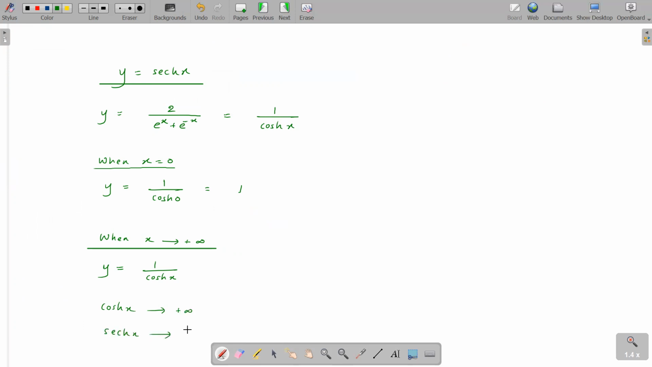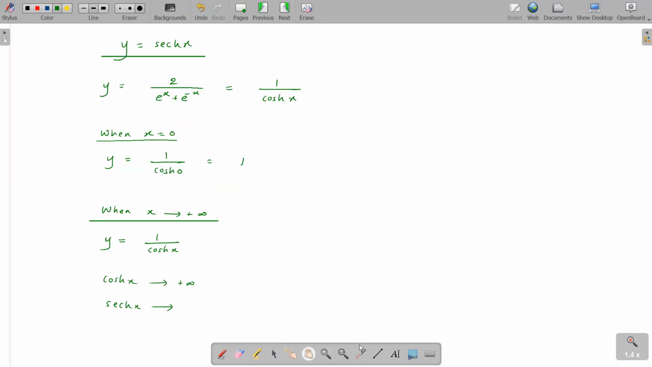So guys, you can see here sech is the reciprocal of cosh. So 1 divided by an infinitely large value is going to limit to 0. Right, guys? So you should be familiar with this. When you divide 1 by an infinitely large number, it's definitely going to be close to 0. So this is something that you need to know. I assume that you already should know this.